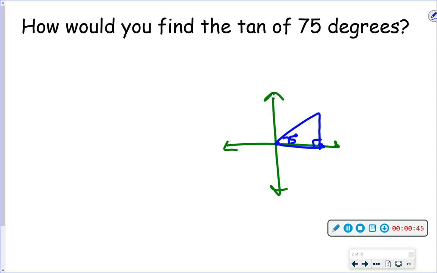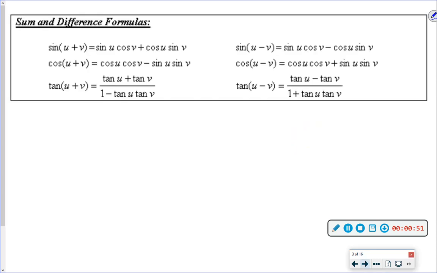We could do 30 plus 45 and do the formula on our sheet and come up with the answer, because clearly I can't label the sides here. All right, so let's take a look. These, of course, are on your identity sheet. Just showing you, I put these in U and V, of course, on your identity sheet. It's A and B. Again, don't get caught up on the variables.